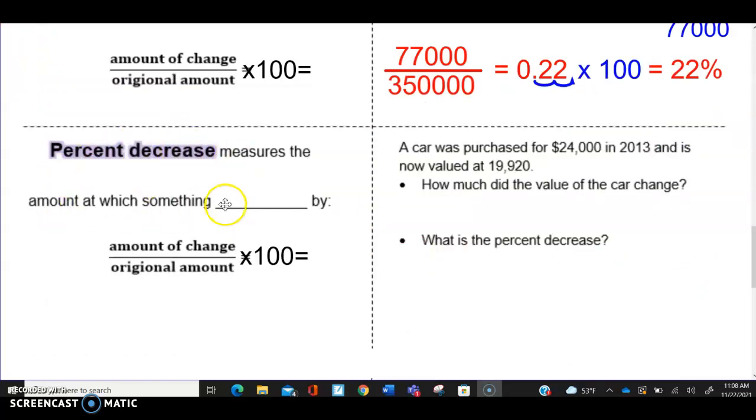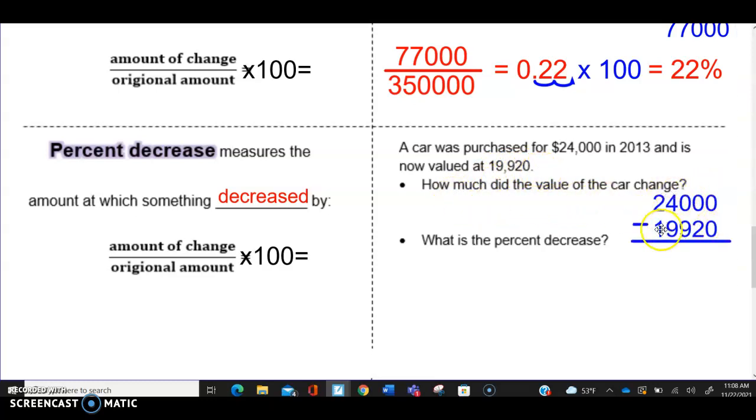Percent decrease measures the amount at which something decreased by. So we would have the amount of change divided by the original amount, again, times 100 to make it a percent. So a car was purchased for $24,000 in 2013, is now valued at $19,920. How much did the value of the car change?